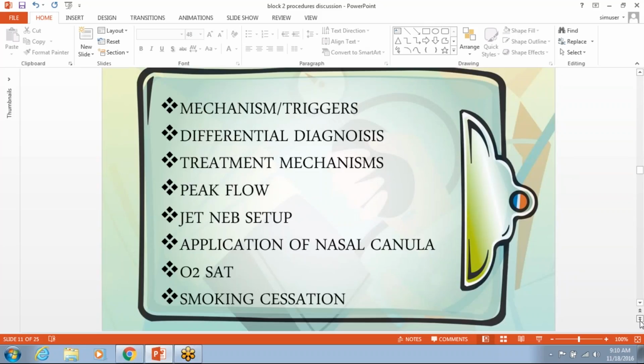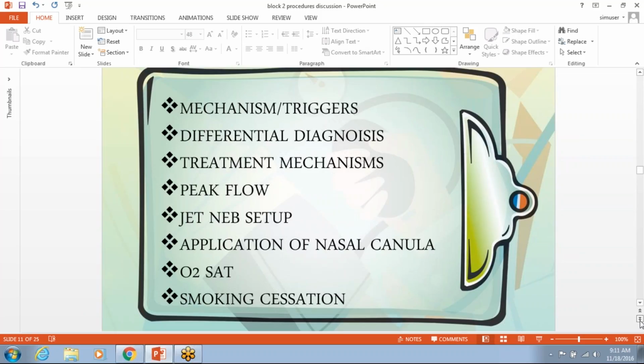So the first case is Sam, and these are the objectives for the asthma case. So we like them to understand the mechanism of what asthma is, the triggers of it, what the differential diagnosis for shortness of breath in general is at a young age. So this guy, I think he was in his early 20s, right, 25. So what is the differential for shortness of breath in that age range?